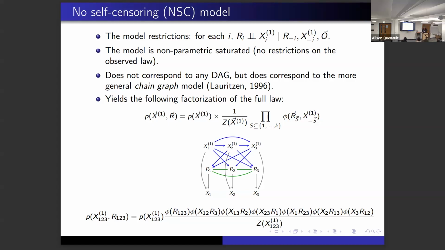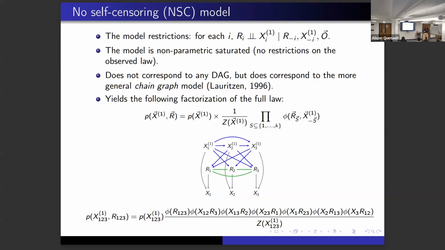Okay, so it turns out that this factorization is very helpful. And one way to think about this model is that it's ruling out self-censoring. So there is no edge in this graph between any indicator and its corresponding X. And all the other edges are there. And that's enough, it turns out. If you add even one of them, then you will run into difficulties with self-censoring in general.